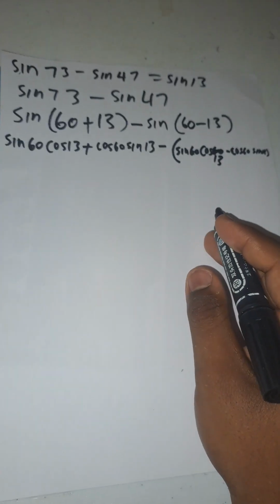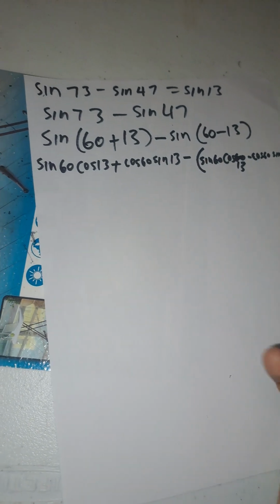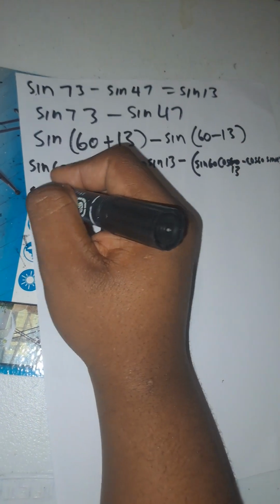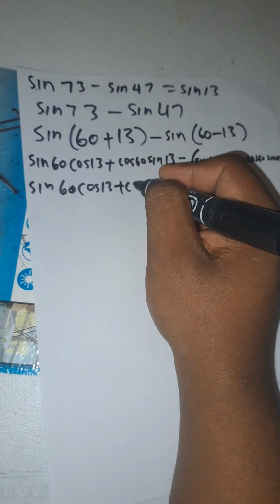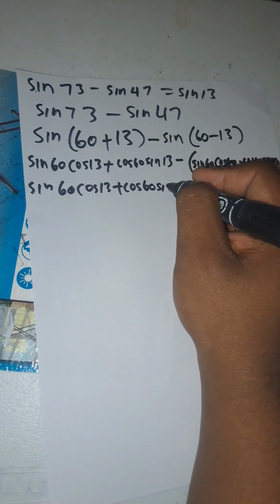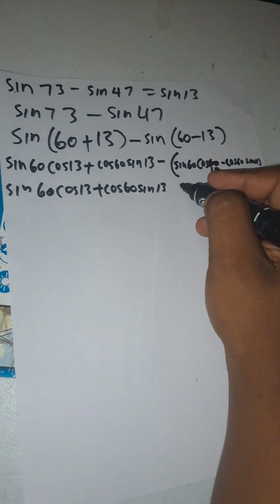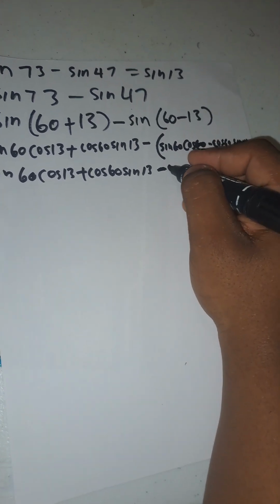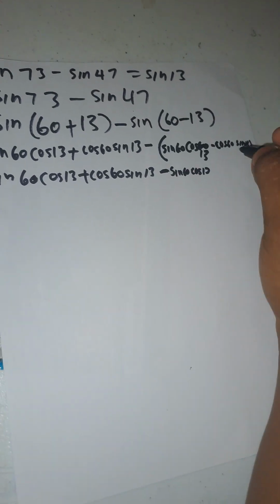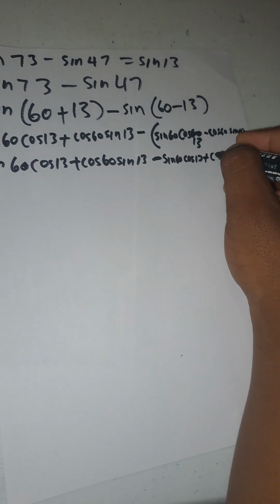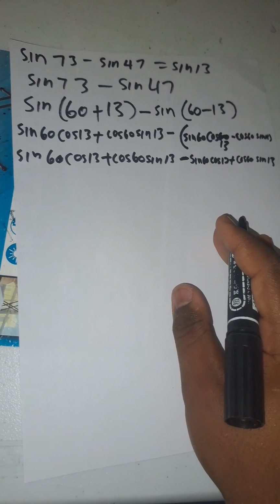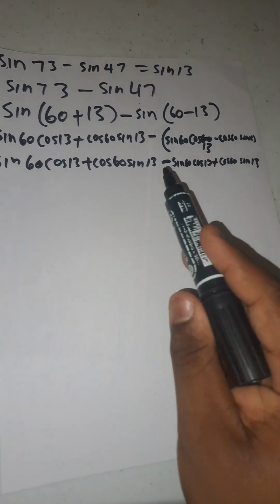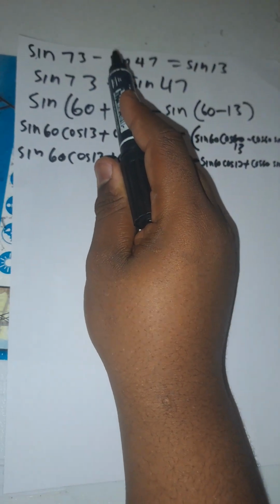Sorry guys, I'm kind of tired. Maybe I'm making mistakes. So let's open the bracket. It's gonna be sine 60 cos 13 plus cos 60 sine 13. This and this is minus sine 60 cos 13. A negative and a positive is a positive, and then plus cos 60 sine 13. Okay, it's not making sense, right? If you have a negative here whereby they are giving you an equation, open the bracket.